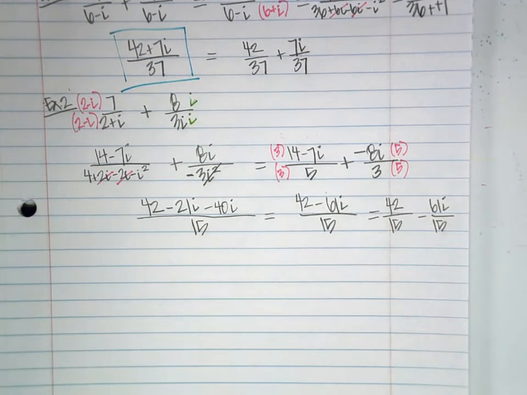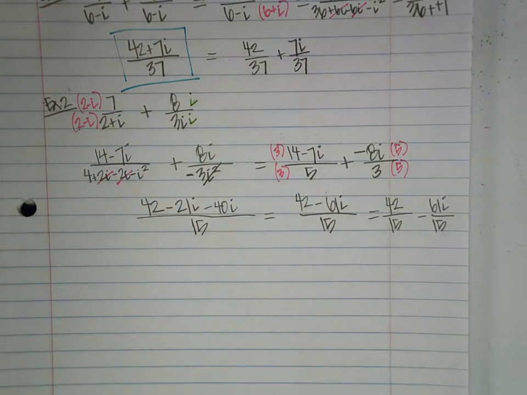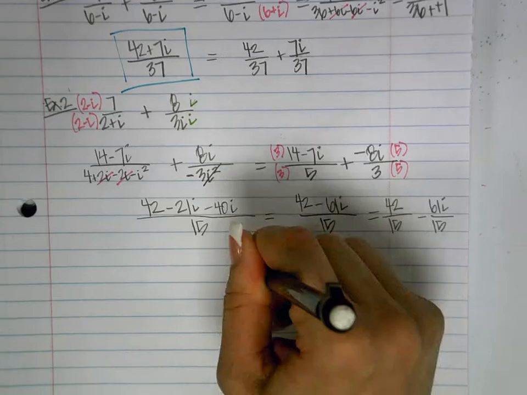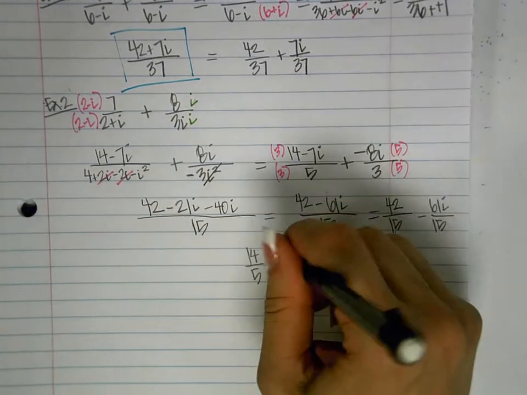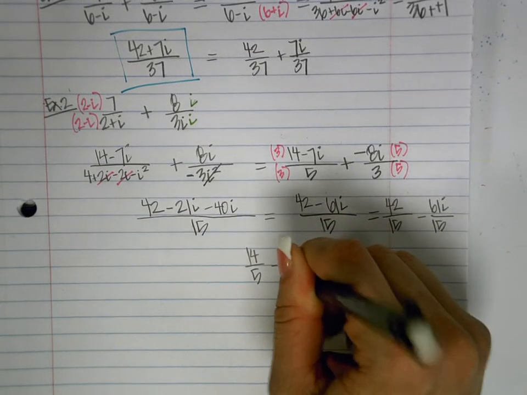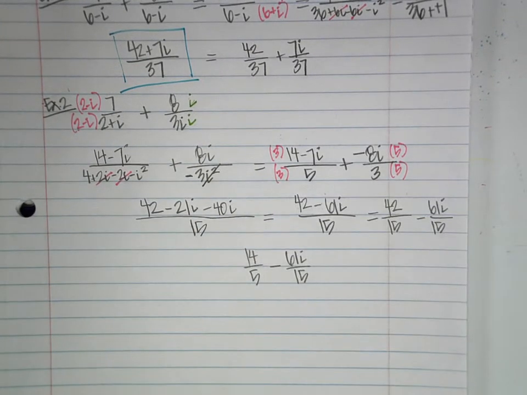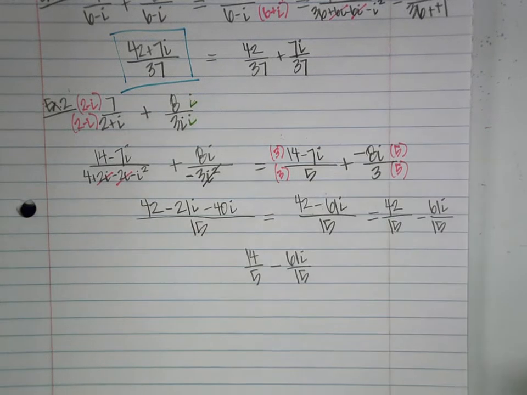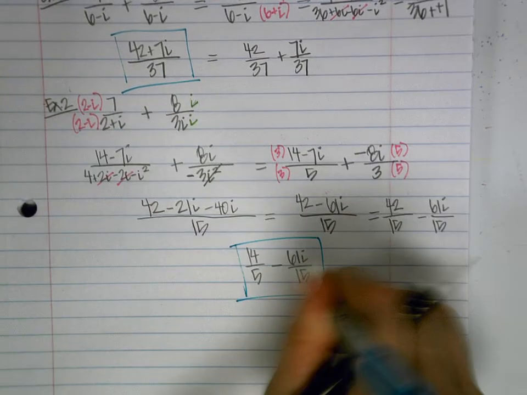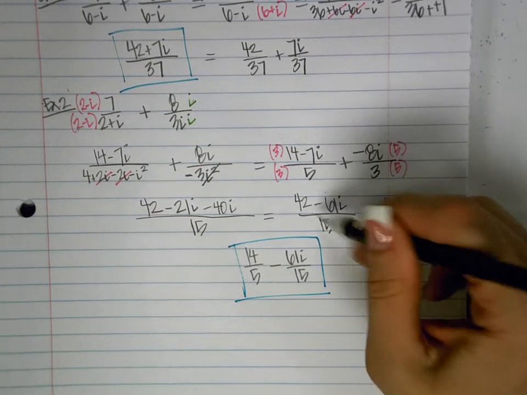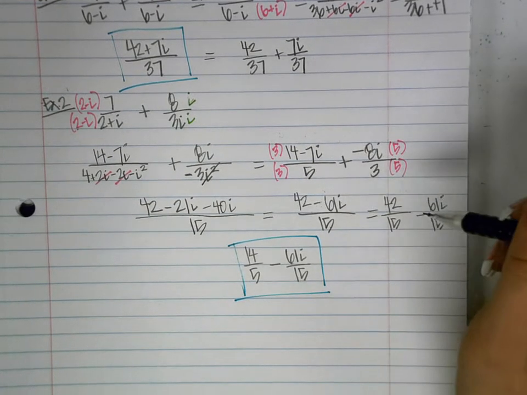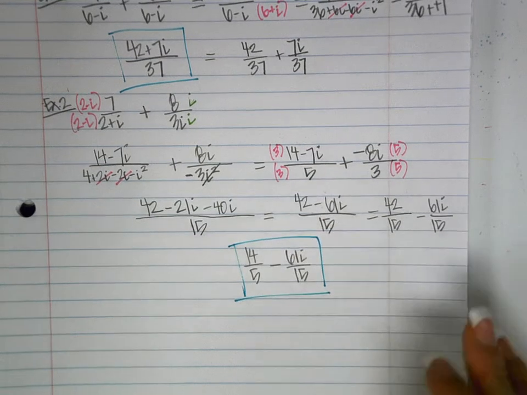Then you can reduce. So, can 42 over 15 reduce? Yes, and what does that reduce to be? 14 over 5. 14 over 5 minus, can you reduce 61 over 15? No. Minus 61i over 15. Okay, that will cut down on any problems you might have with reducing if you separate them. Because a lot of people want to just cancel out the front numbers, and you can't do that. Okay, so you can't just cancel out the fronts. You have to separate them before you can reduce.